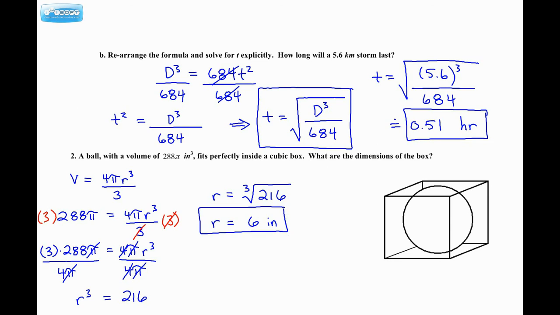Okay? Well, we're not done the question. We've done most of the work, but remember the question wants the dimensions of the box. Well, we have figured out this is 6 inches. Okay, well, it fits perfectly inside the box. Therefore, the dimensions of the box, the length, the width, and the height, is equal to the diameter of the sphere, which is twice the radius. So that means this is 12 inches.